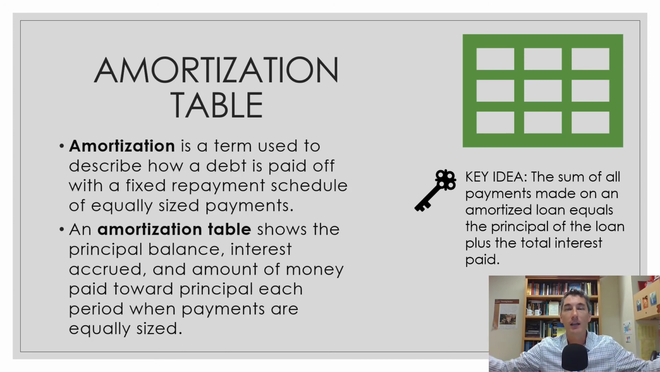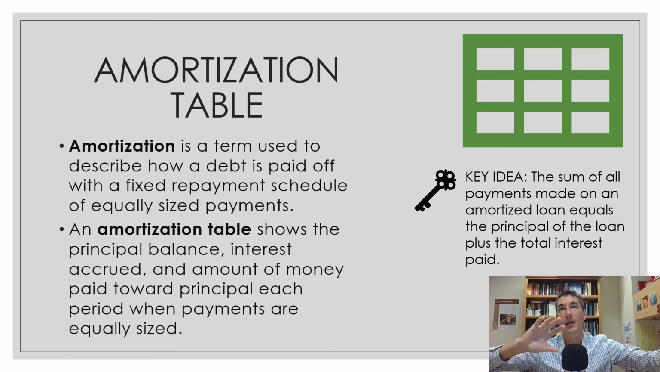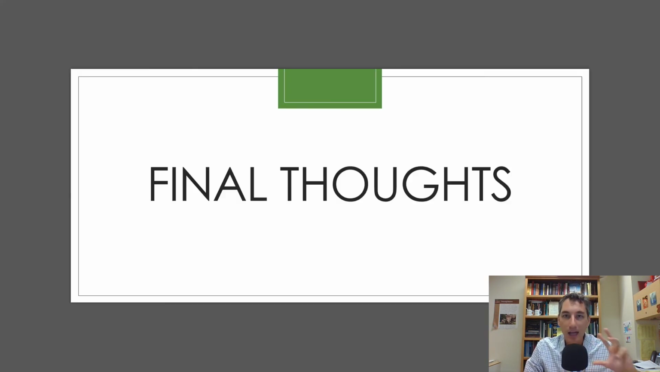So the total of the payments has to be split into the principal and any interest paid, right? And that's an important idea if you want to figure out the total interest paid on a loan, or how long it's going to take to pay off this loan. The sum of all the payments made is equal to the principal of the loan plus the total interest paid. All right.